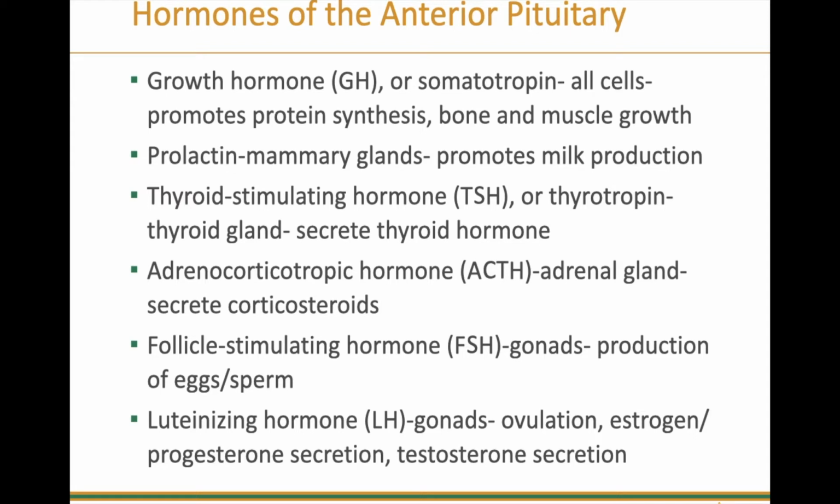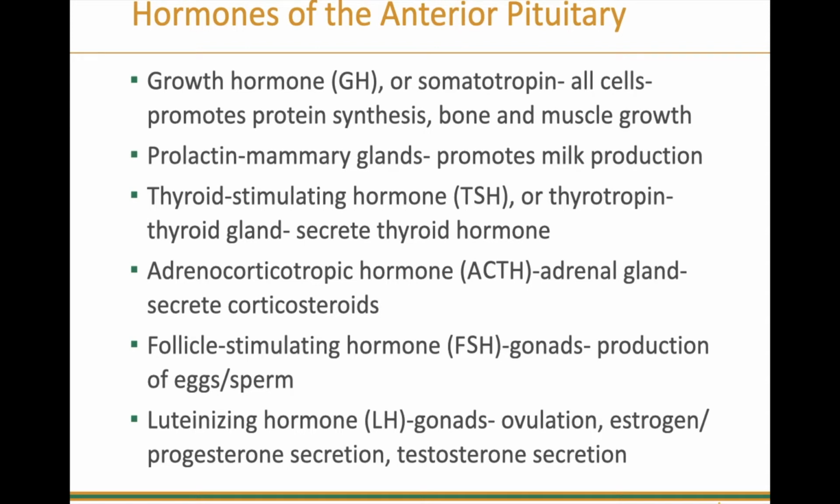PRL is prolactin. Its target is the mammary glands, and it promotes milk production. TSH, or thyroid stimulating hormone, its target is the thyroid gland, and it causes it to secrete thyroid hormone. So that's another one that does what it's named for. ACTH, or adrenocorticotropic hormone, its target is the adrenal gland, and it's going to tell the adrenal gland to secrete corticosteroids, which we're going to talk about in a minute.